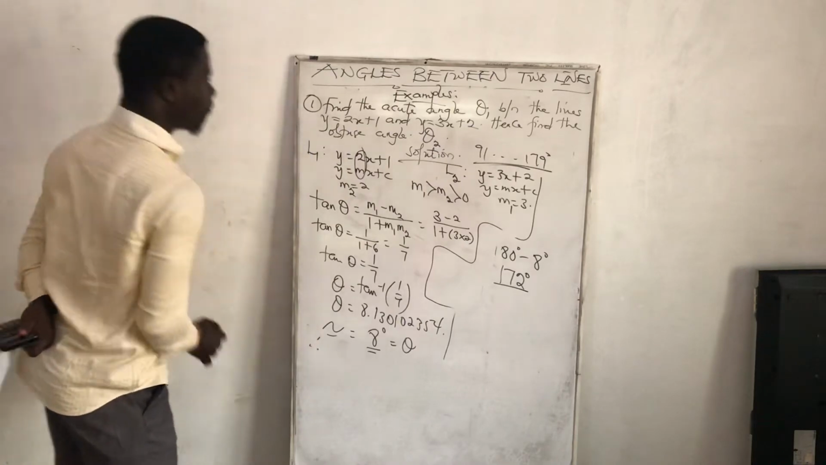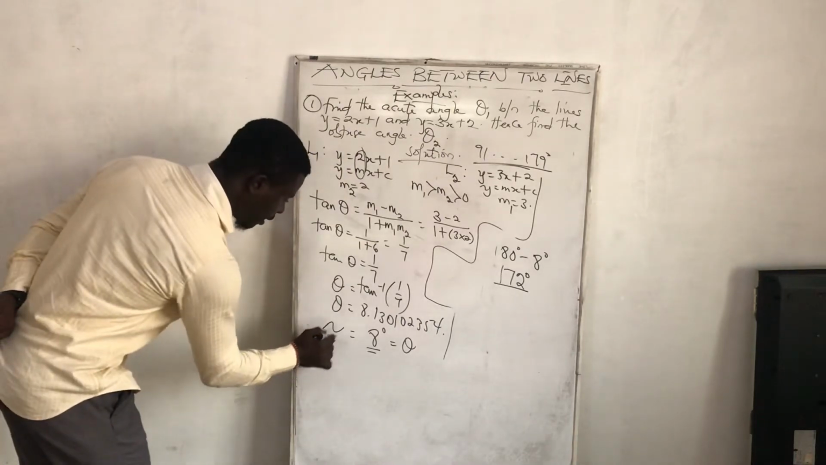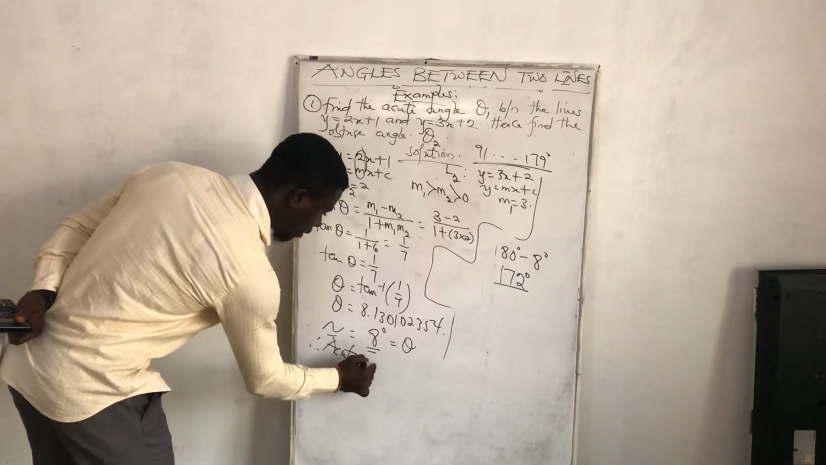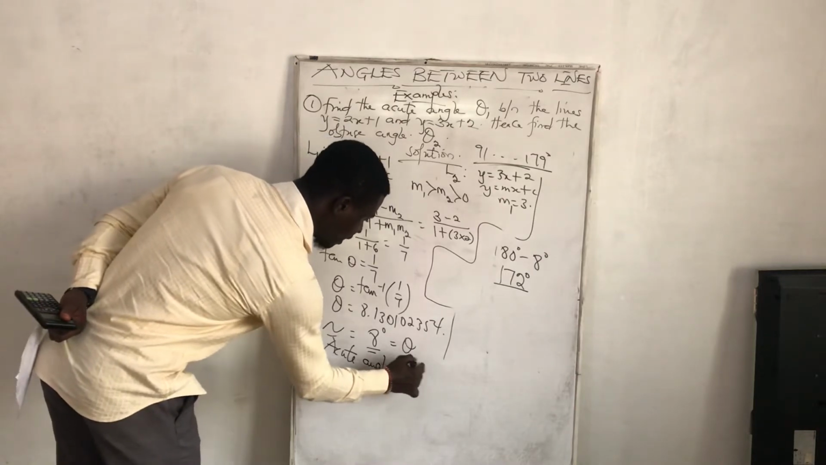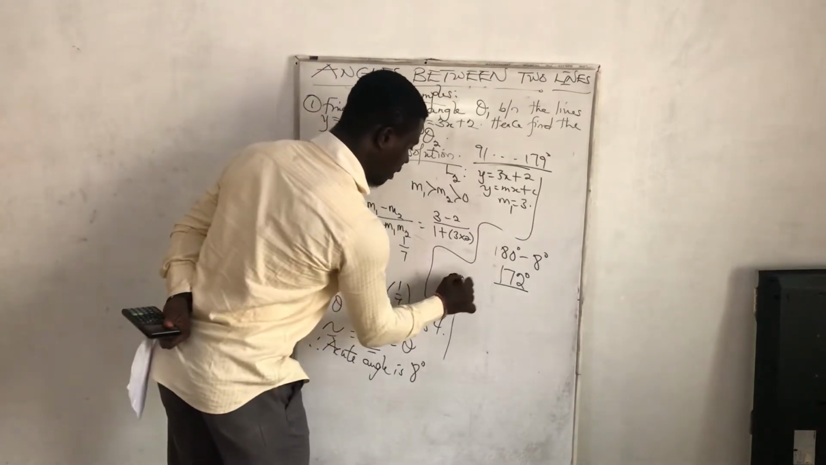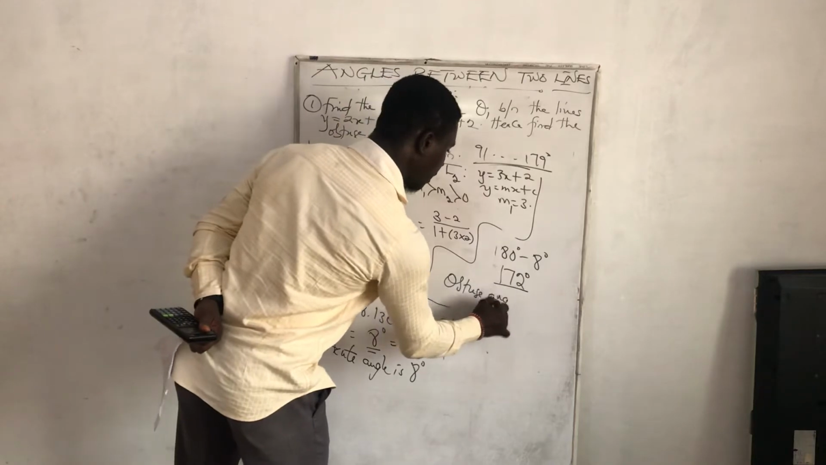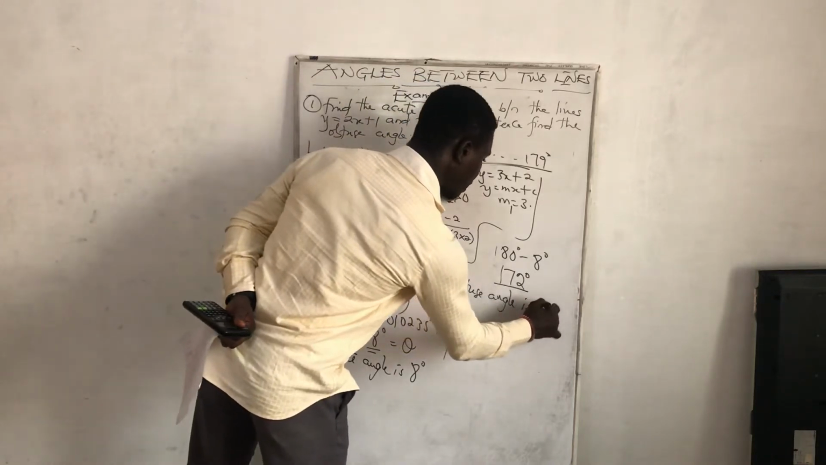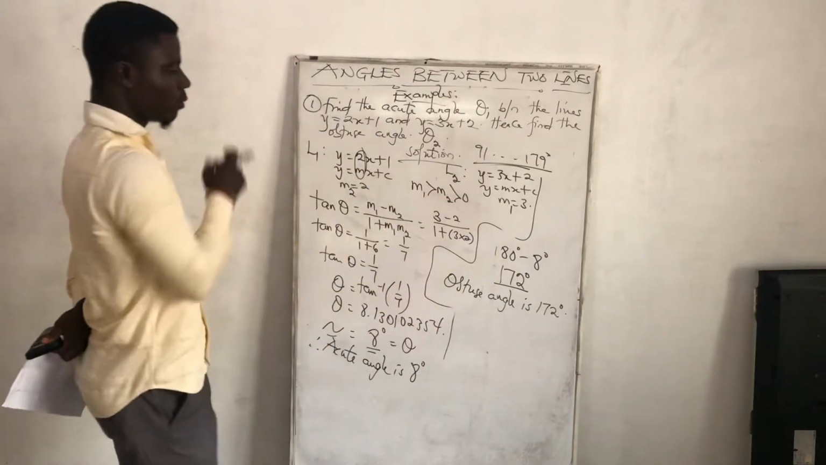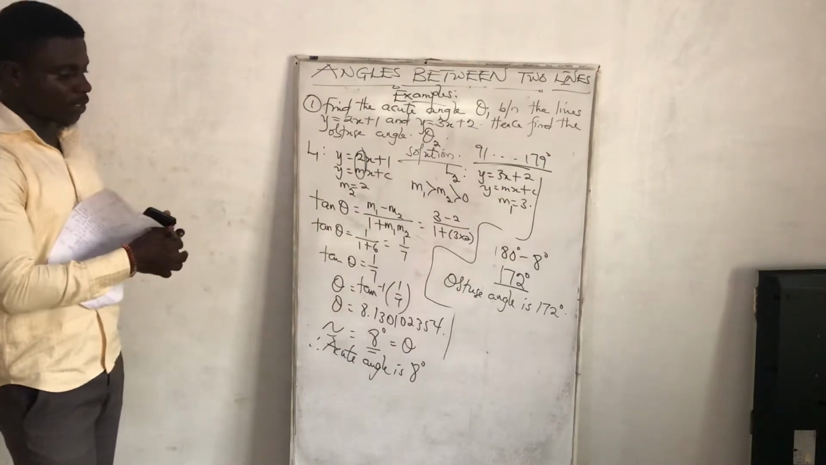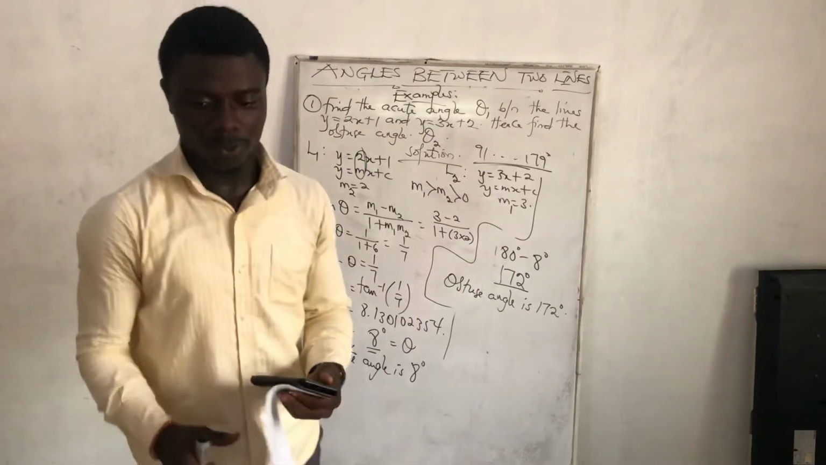Therefore, the acute angle is 8 degrees. Then the obtuse angle is 172 degrees. So that's the obtuse angle. Very, very simple.